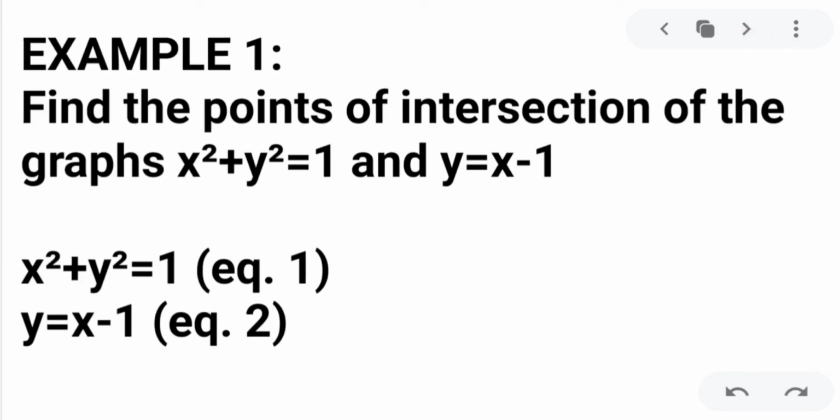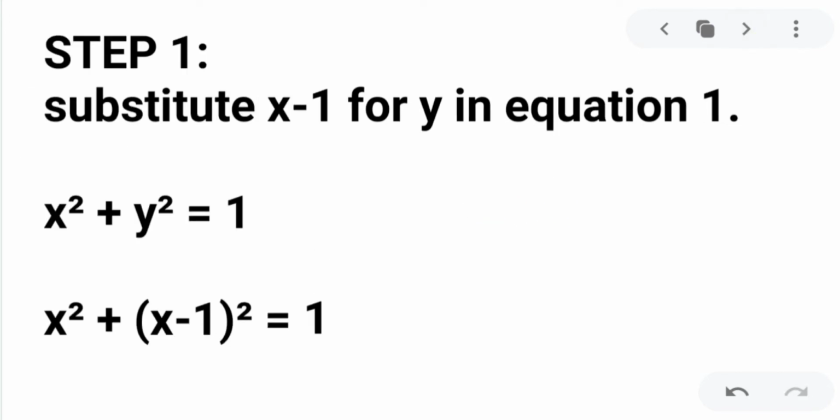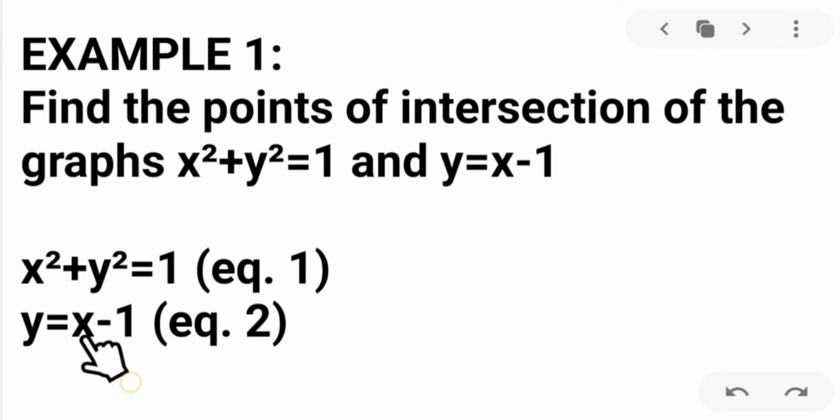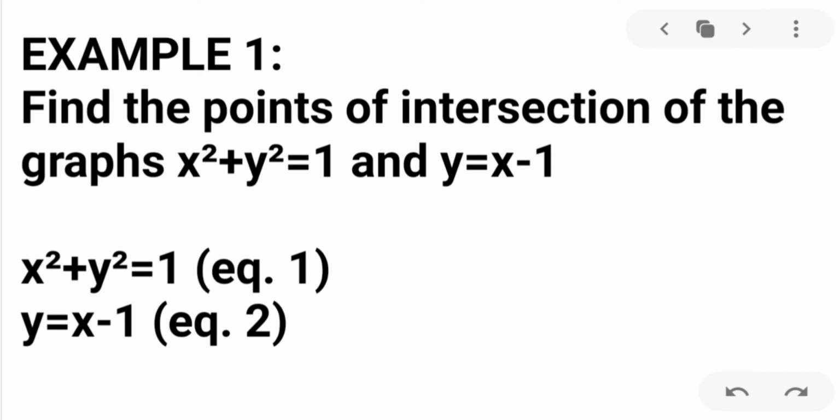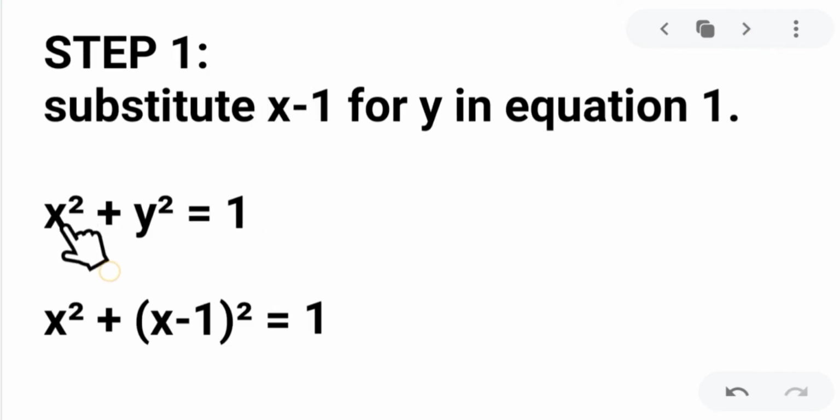For example 1, find the points of intersection of the graphs x squared plus y squared equals 1 and y equals x minus 1. This is your equation 1 and this is your equation 2. First step, we have to substitute the value of y, which is x minus 1, in equation 1. So that will be x squared plus the value of y from equation 2, which is x minus 1, then squared, equals 1.